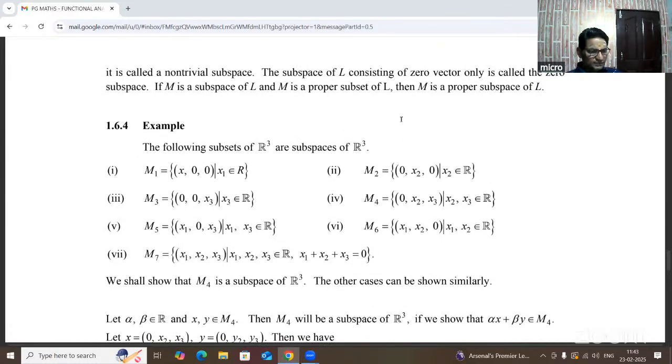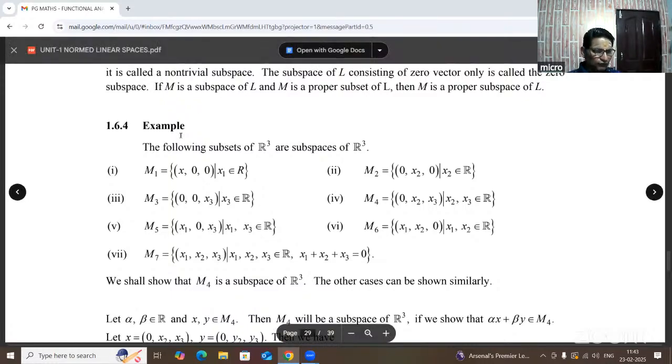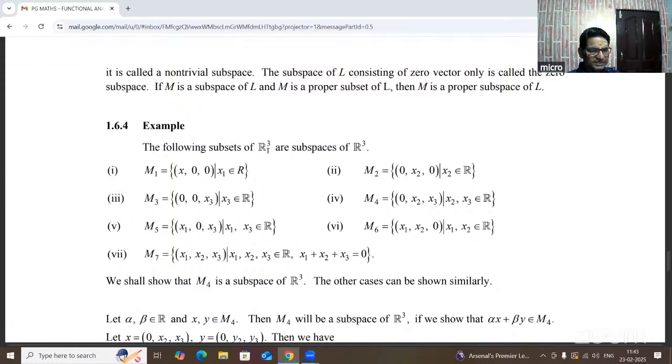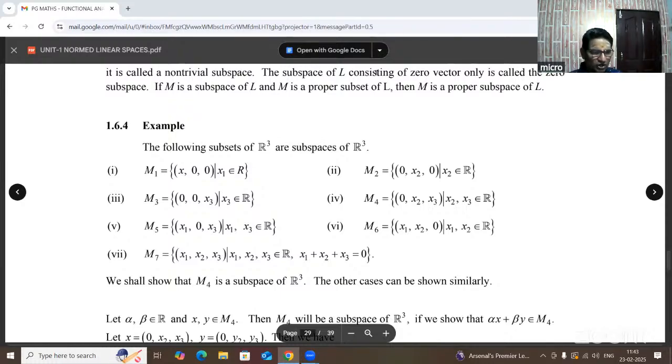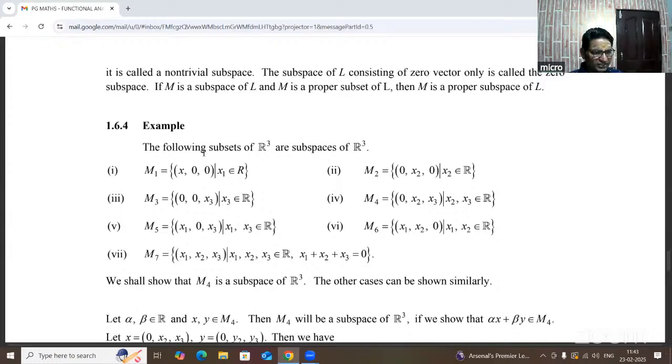Now this is one example, 1.6.4. These are subsets of R cube. R cube means three-dimensional space. These are all subspaces of R cube. First, M1: only the first coordinate is x1, and the remaining coordinates y and z are 0. Here x1 belongs to capital R, a real number. This vector lives in R cube, three-dimensional space.